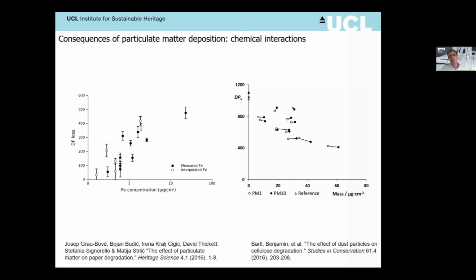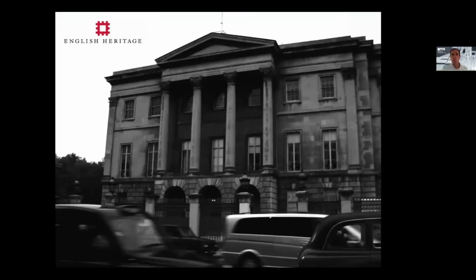Okay, I am going to move on to the final section of my presentation, concentrating more on monitoring and management strategies. I am going to use a case study, which is this fabulous building. It's called Apsley House. It's managed by English Heritage in the UK. It's in London. It was the house of the Duke of Wellington.